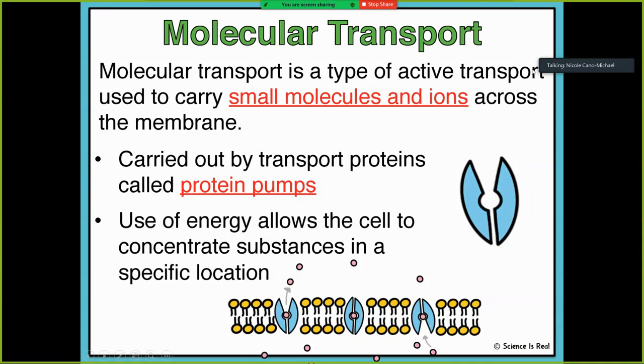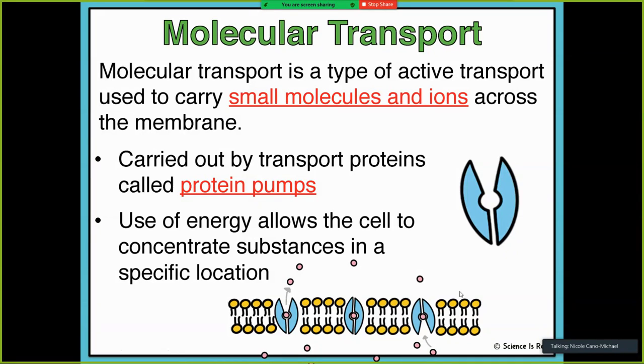All right, so let's start by talking about molecular transport. Molecular transport is the type of active transport used to carry small molecules and or ions across the cell membrane. They are carried out by transport proteins called protein pumps. So here's our friends, the proteins again. When we talked about macromolecules, we said proteins have like a bazillion jobs. This is one of the jobs that proteins do. They help move molecules across the cell membrane against the concentration gradient in something called a protein pump.